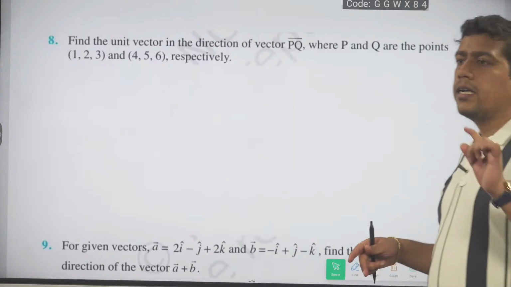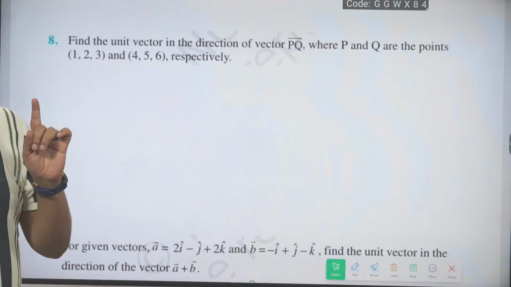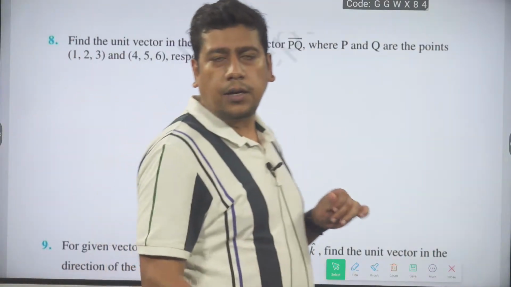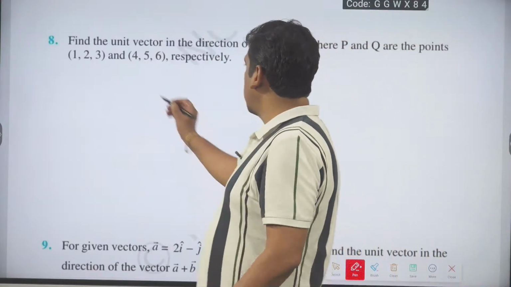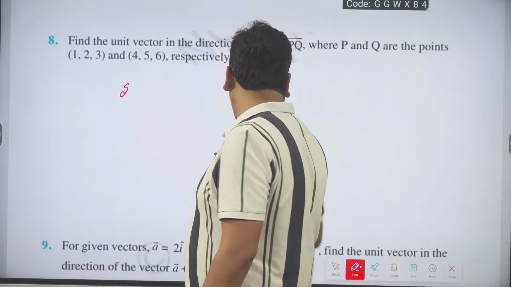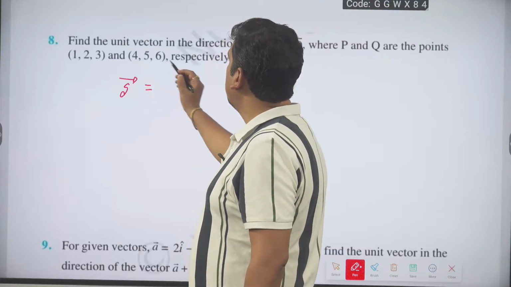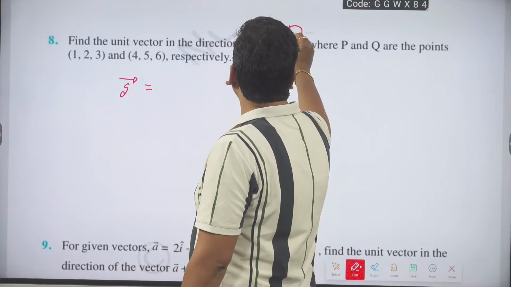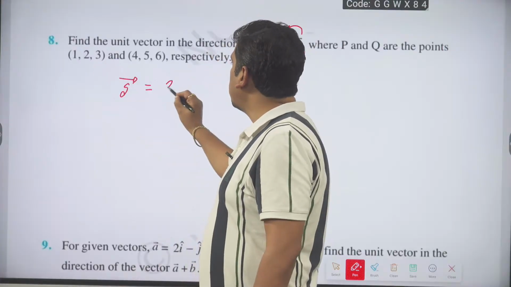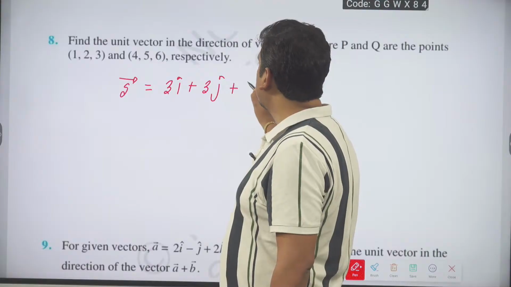Find the unit vector in the direction of PQ vector. PQ means P to Q. So first of all, you need to write the vector. P and Q, PQ means you have to do Q minus P. 4 minus 1, 3. 5 minus 2, 3. And 6 minus 3 is 3.